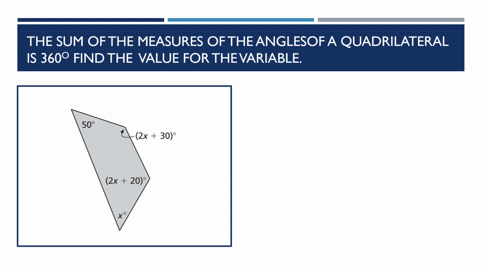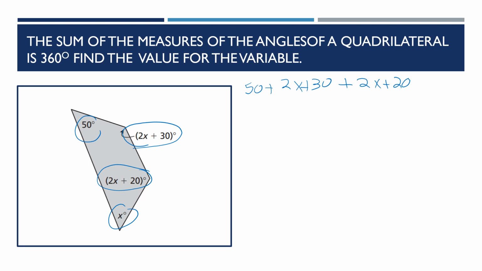The sum of the measures of the angles of a quadrilateral are 360 degrees. So we want to find the value for our variable x. So basically all we have to do is add up our 4 angles, and it should equal 360 degrees. So 50 plus 2x plus 30 plus 2x plus 20 plus x equals 360 degrees.